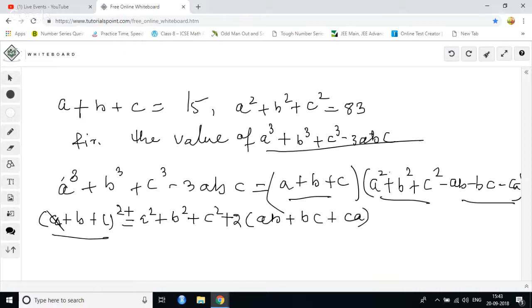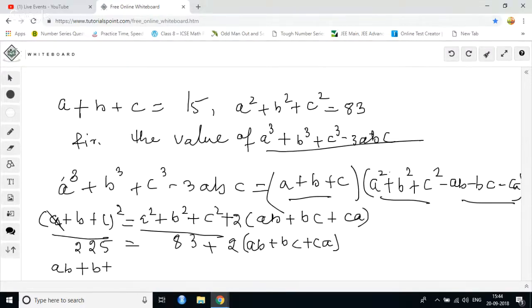Now what is A plus B plus C square? Since it is 15, I can write 225, and that is equal to A square plus B square plus C square, which is 83, plus 2 times AB plus BC plus CA. So AB plus BC plus CA would be equal to 225 minus 83. Can you calculate it? 5 minus 3 is 2, and 22 minus 8 is 14, so it is 142. Divided by 2, because I have not written the 2 here, that comes out to be 71.